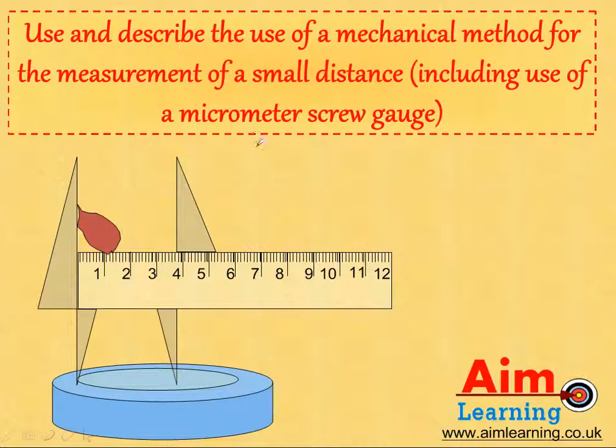Okay, so going on to the next topic, use and describe the use of a mechanical method for measurement of a small distance, including use of a micrometer screw gauge. So let's look at the micrometer screw gauge. The typical way that this can work is to clamp an object using two calipers. There are other ways of doing it, using a mechanical clamp similar to the one you might use in a workshop to hold wood. Move the clamp towards the object so it's held between the two ends, and then read off the distance here. It should be somewhere around here-ish.